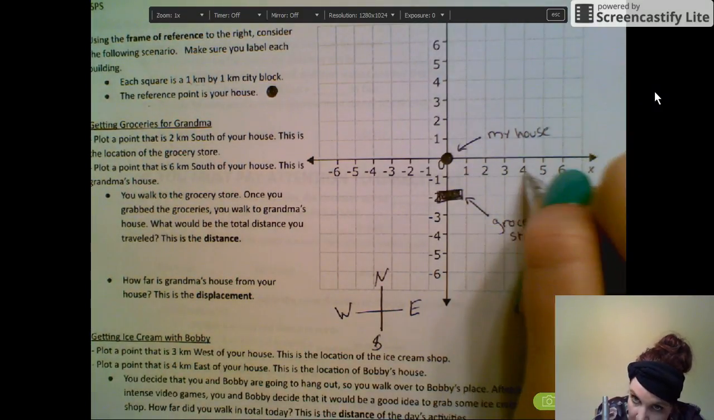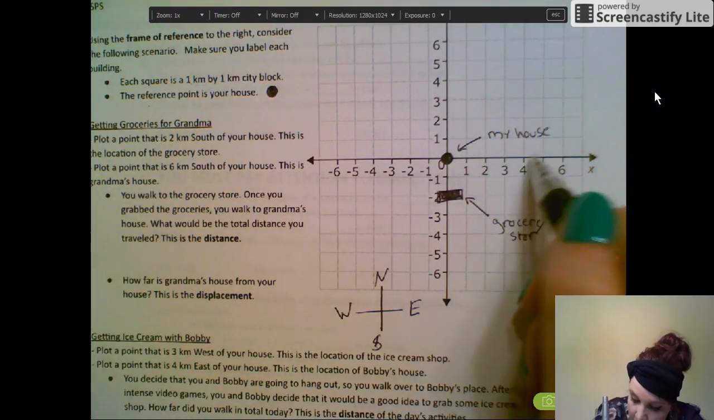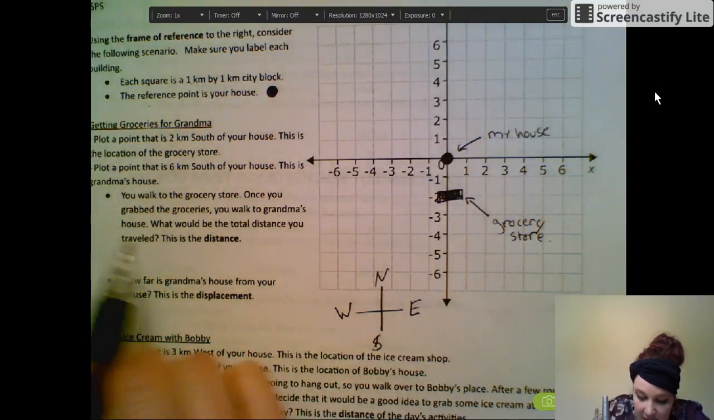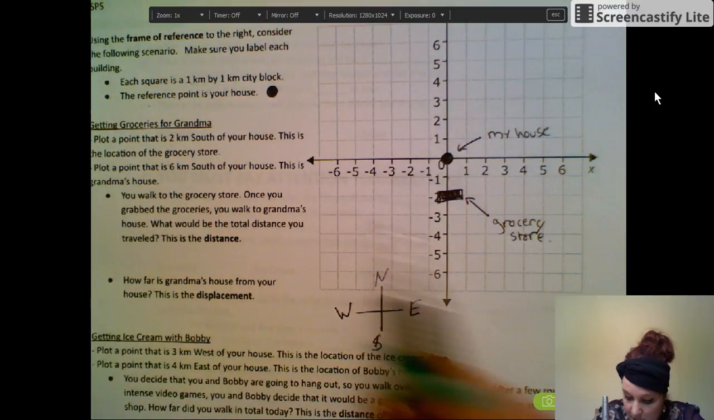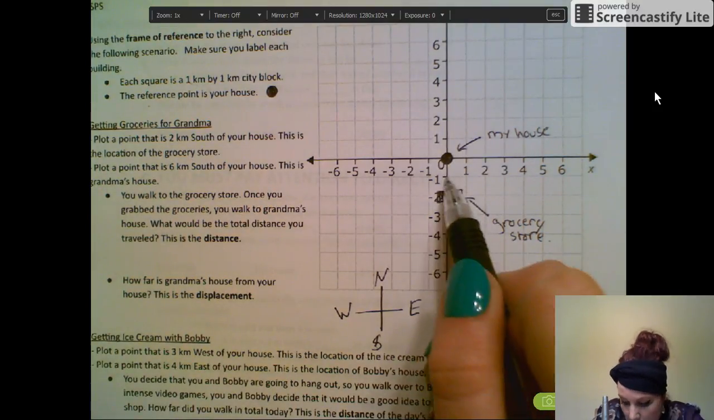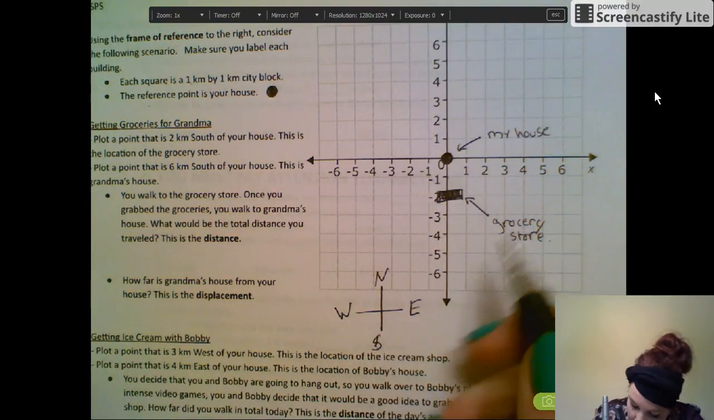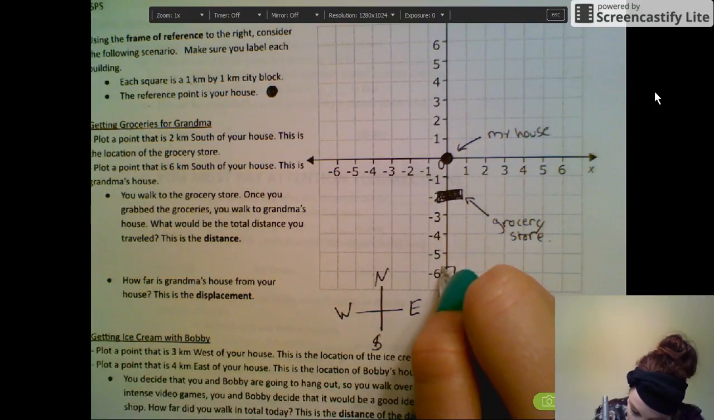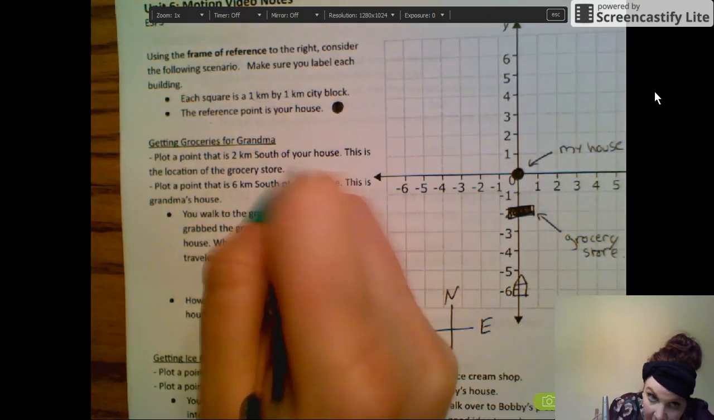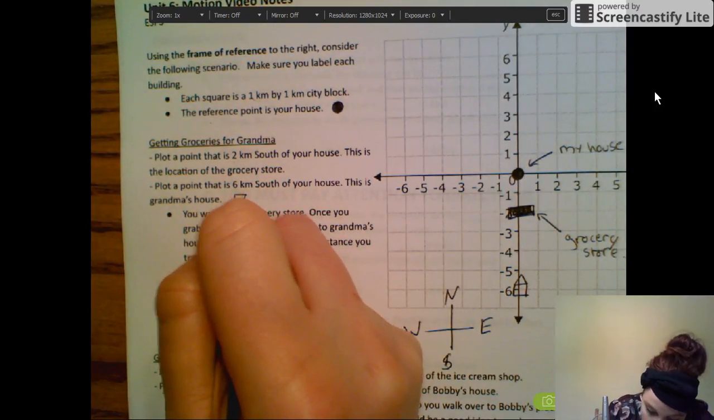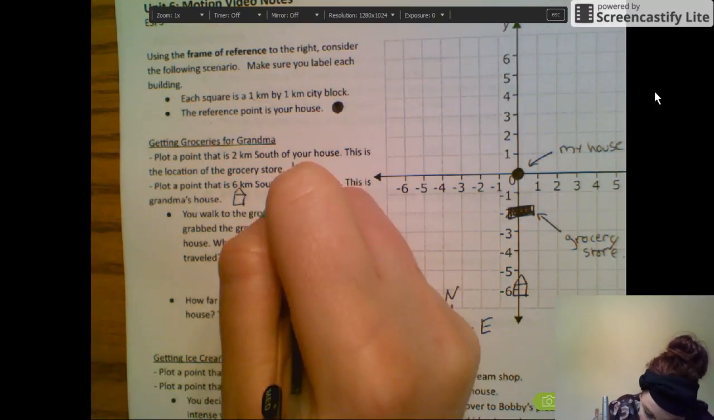I'll leave a little room here because we have another label going here. Then it says plot a point 6 kilometers south of your house. This is Grandma's house. Okay, so from our house, 1, 2, 3, 4, 5, 6. Okay, this is Grandma's house. We're going to make it cute because Grandmas have cute houses, right? There's Grandma's house. And again, I'm going to remember to go ahead and draw everything I just drew, so I have a nice key to look back at.